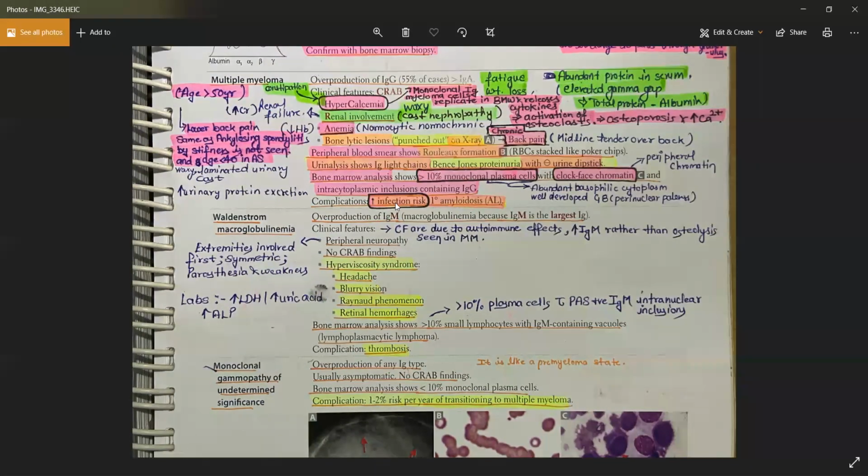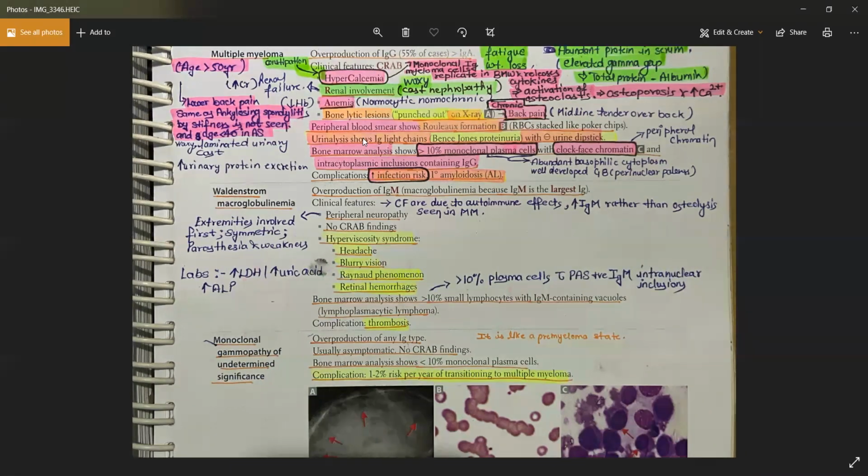Is the anemia because of metastasis to the bone marrow or because of autoimmune things? Both things. Thank you, both things are there.